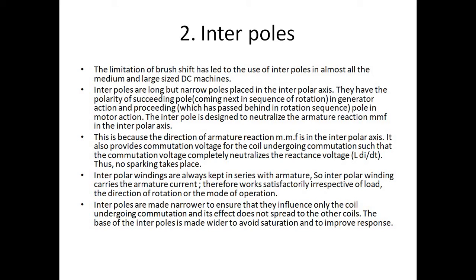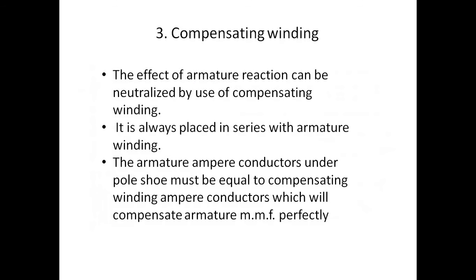Interpole windings are always kept in series with the armature, so the interpole winding carries the armature current, therefore it works satisfactorily irrespective of load, the direction of rotation or the mode of operation. Interpoles are made narrower to ensure that they influence only the coil undergoing commutation and their effect does not spread to the other coils. The base of interpoles is made wider to avoid saturation and to improve response.